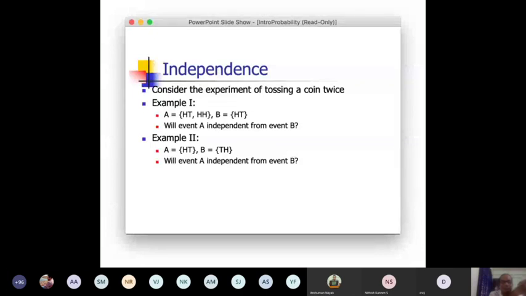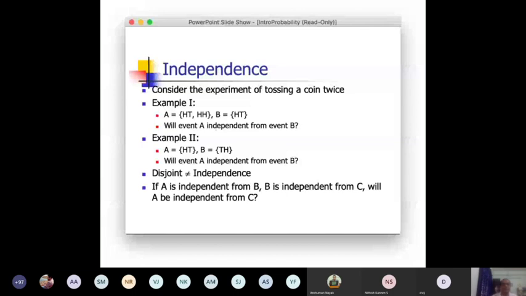Similarly, consider example 2. What is the probability of B given A? I think you have answered already. 0. Right? And what is the probability of B? That is also 1/4. Is it clear? So they are not independent. They are dependent. In fact, we would notice that for example 2, though the sets are disjoint, they are still dependent. So disjoint doesn't mean they are independent. It doesn't imply.